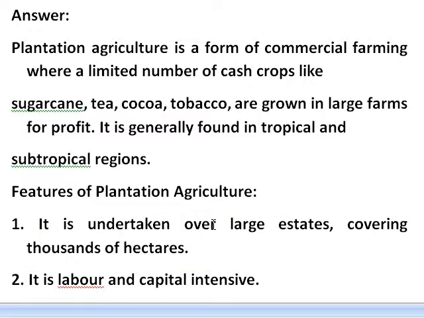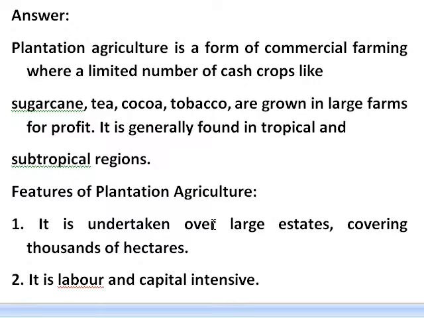Answer: Plantation agriculture is a form of commercial farming where a limited number of cash crops like sugarcane, tea, cocoa, tobacco are grown in large farms for profit. It is generally found in tropical and subtropical regions.